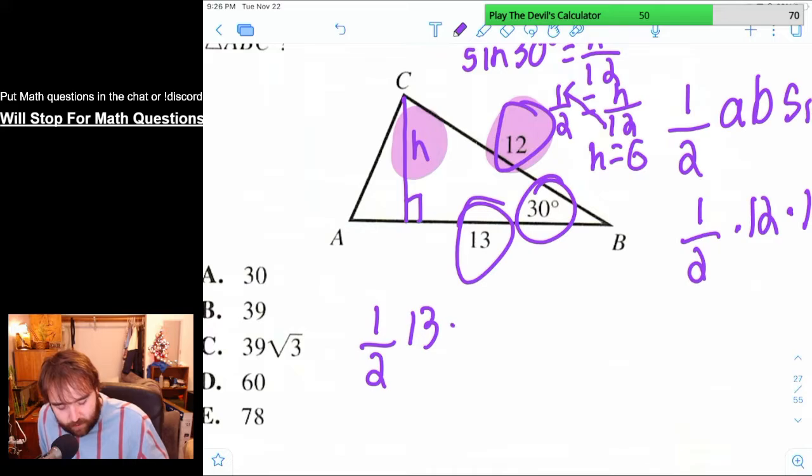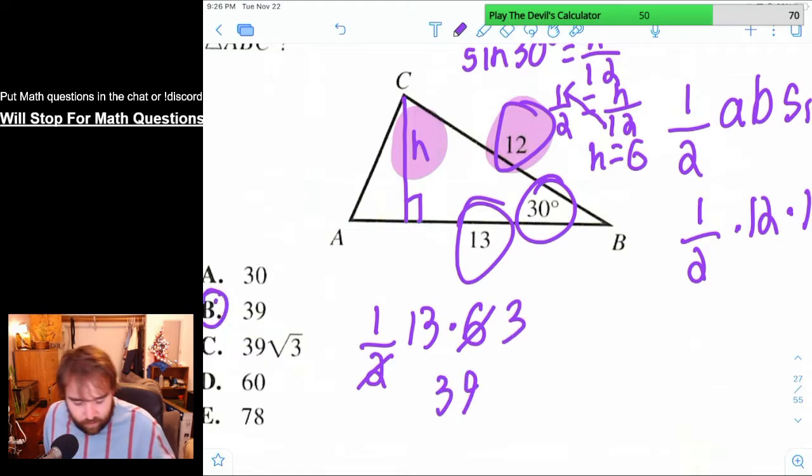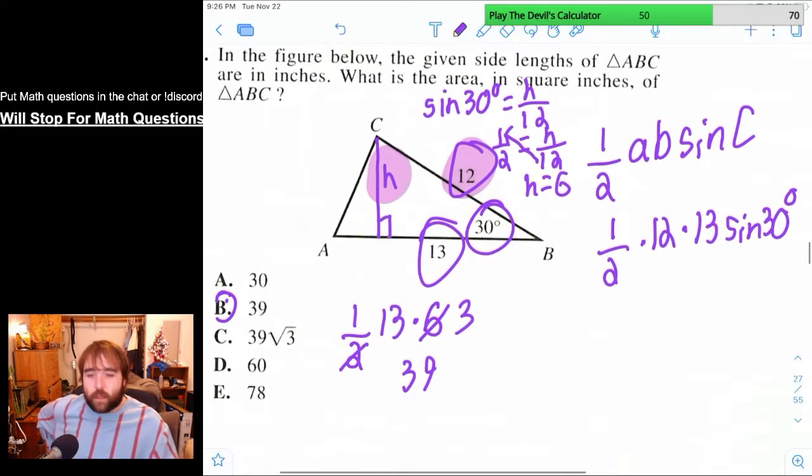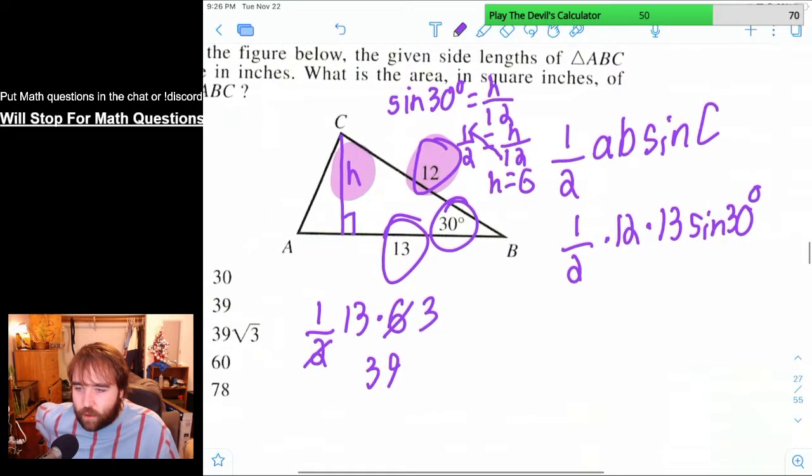1/2 times 13 times 6. Cancel. 13 times 3. So the answer is 39. Beautiful. So I'm wondering if that's what we got over here.